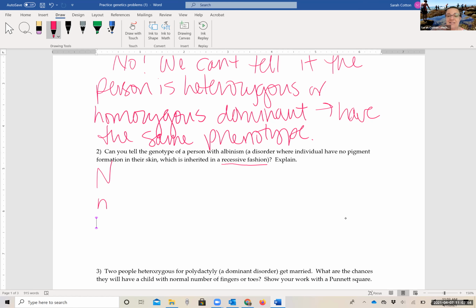So it says that albinism is recessive in the question. Okay, so those are our symbols. Because albinism is a recessive trait, we give it the lowercase letter.